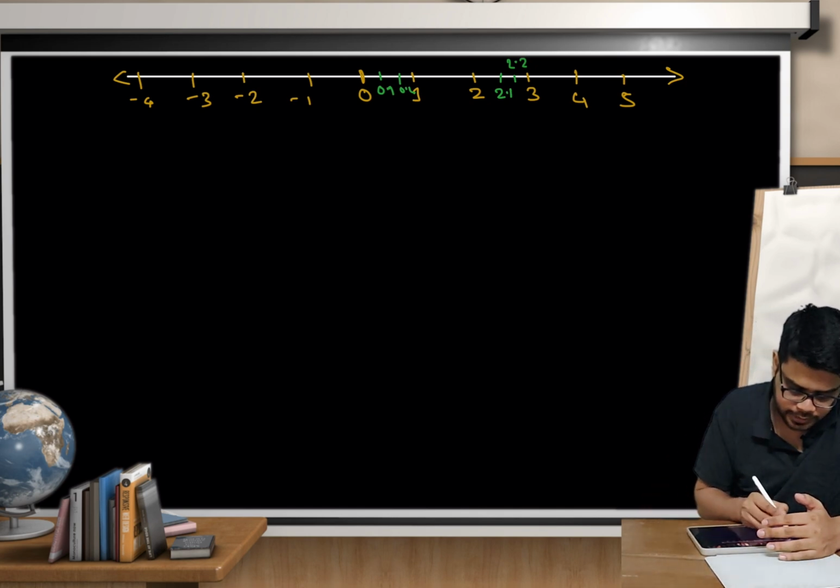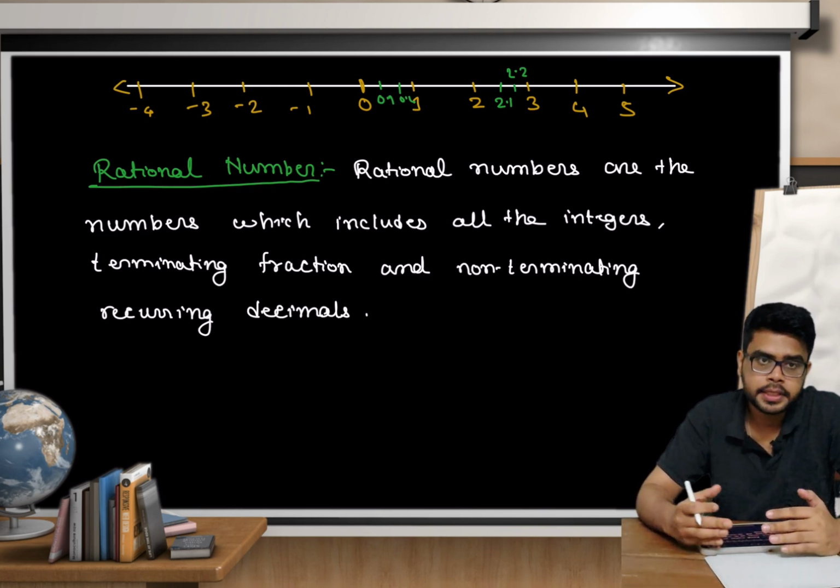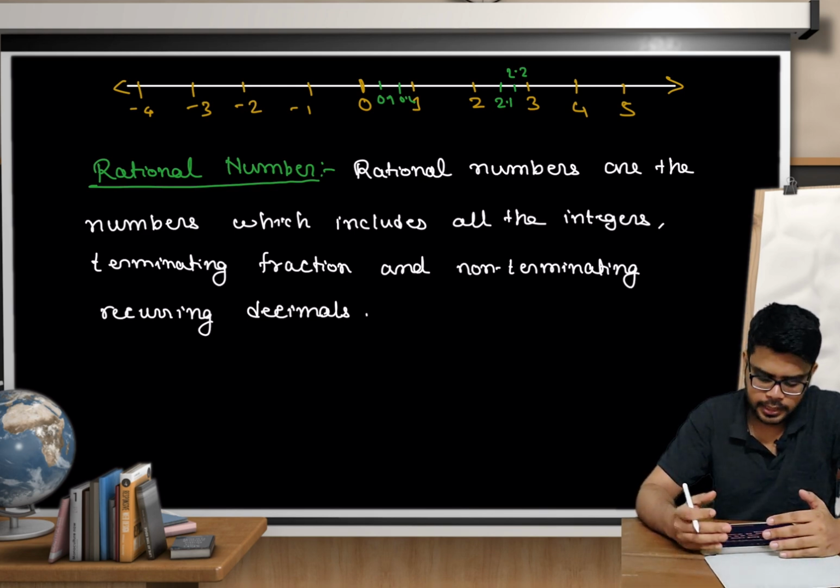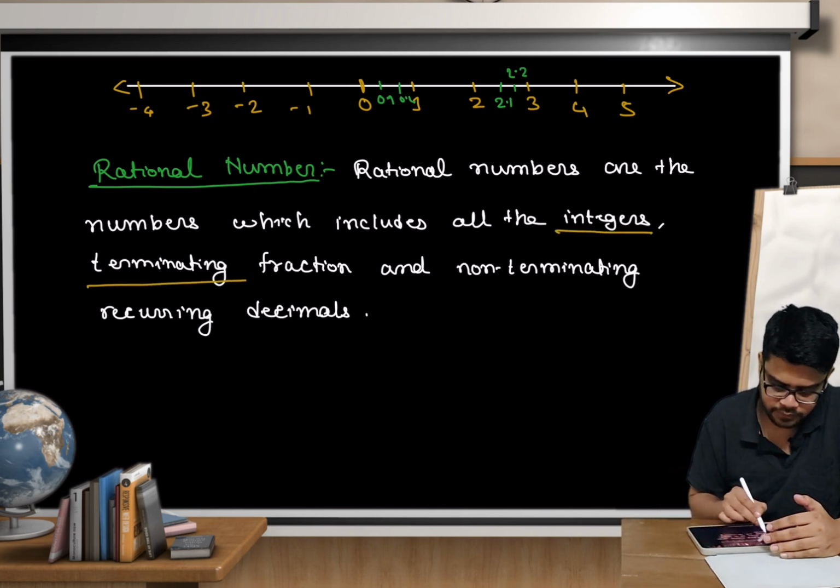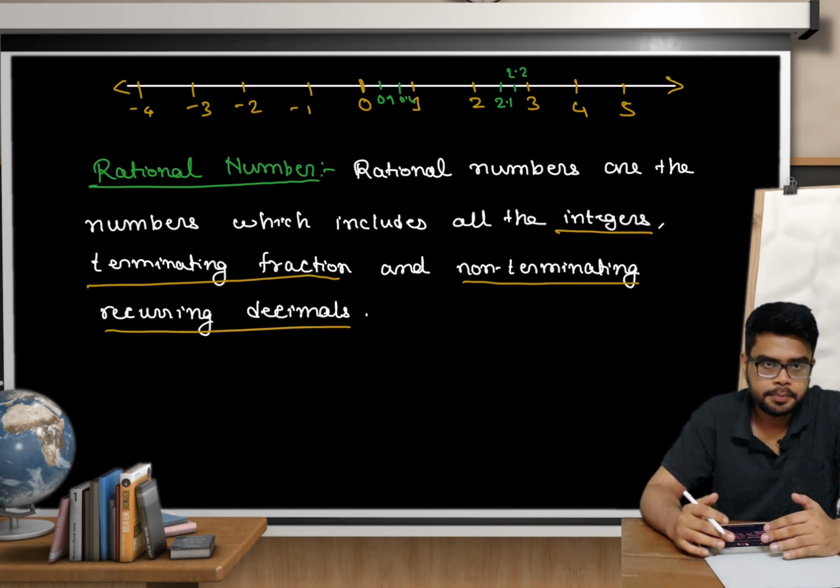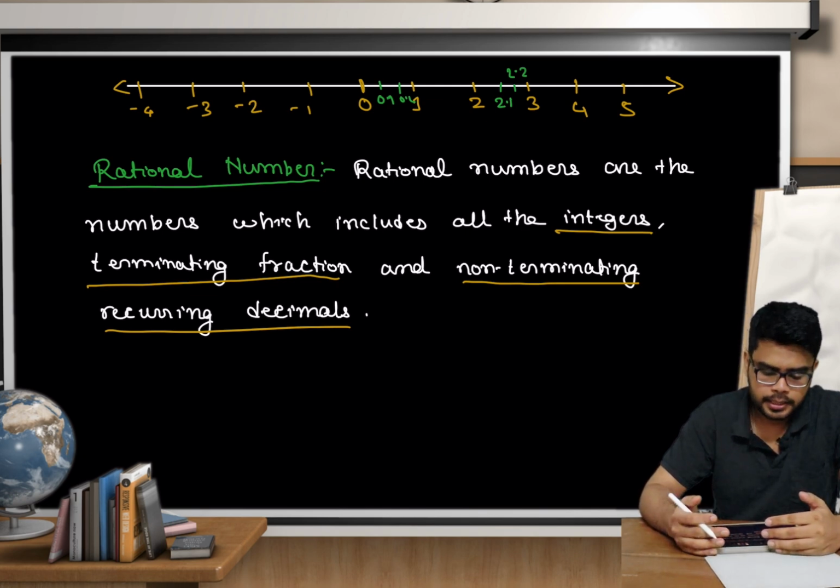So let's write rational number. What is rational number? Rational numbers are the numbers that include integers, terminating fractions, and non-terminating and recurring decimals. So there are some new terms for you: integer, terminating fraction, and non-terminating and recurring decimal. Let me tell you, rational number can be defined in another way. The number which can be expressed in the form of p by q, where p and q are integers and q is not equal to 0, is called a rational number.